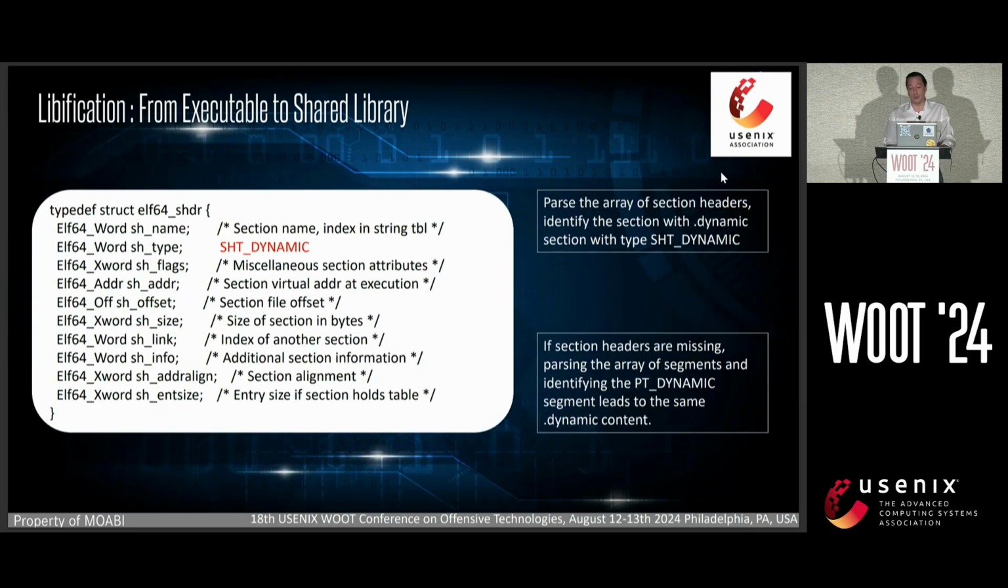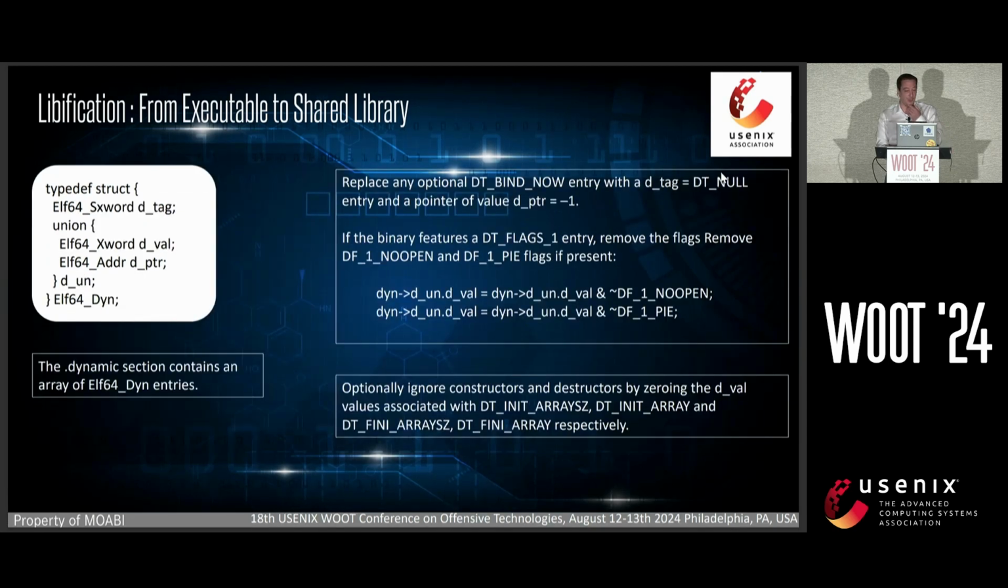Then we're going to walk through the dynamic section of the application. To find the dynamic section, either the application has section headers, and we just look for the one which is of type SHT_DYNAMIC, or if the section headers have been removed from the application, we can look at the segments and look at the PT_DYNAMIC segment. Thankfully, they coincide, the dynamic section being exactly the dynamic segment. The dynamic section is comprised of a number of structures, as reproduced here, and we're going to patch some of them.